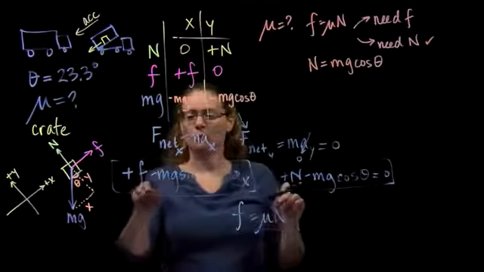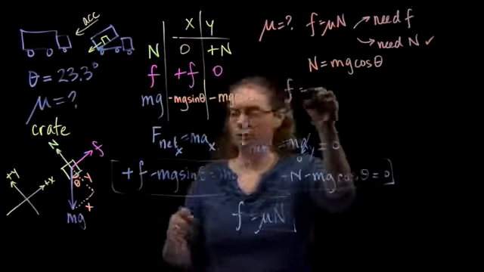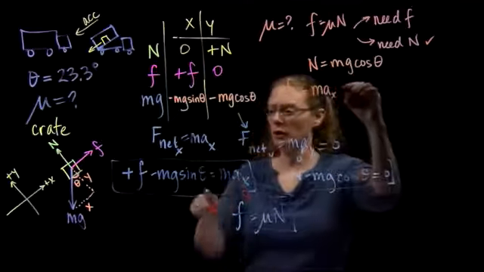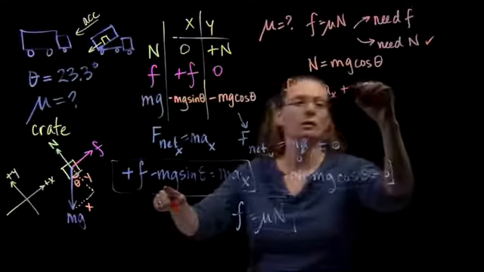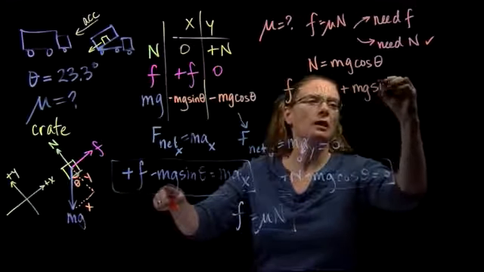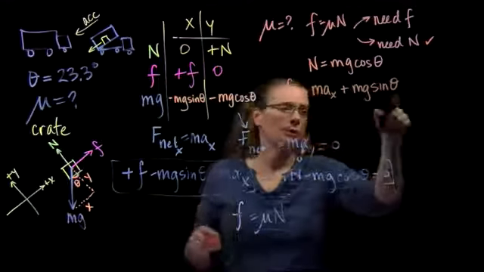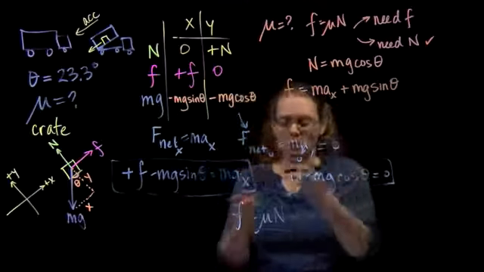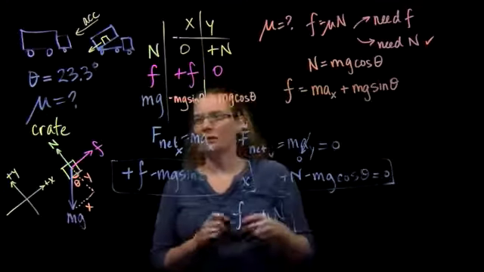Okay, here's a formula for the frictional force. So frictional force, let's pop this to the other side, is mass times acceleration plus mg sine theta. I know my theta, I know g. Same issue with the mass. What's the acceleration in this case?